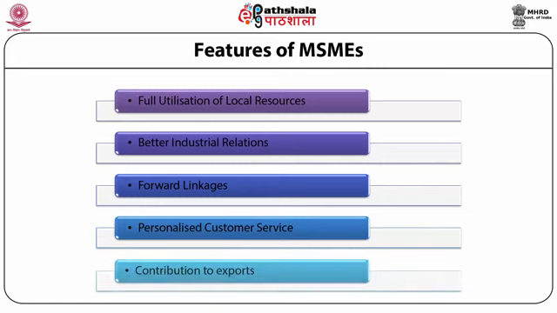Next comes contribution to exports. With the establishment of large number of modern small-scale industries in the post-independence period, the contribution of small-scale sector in export earnings has increased. It is observed that major exports of India consist of ready-made garments, sport goods, leather goods, processed food, and large number of engineering goods.